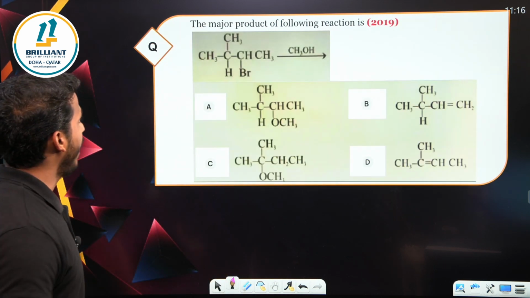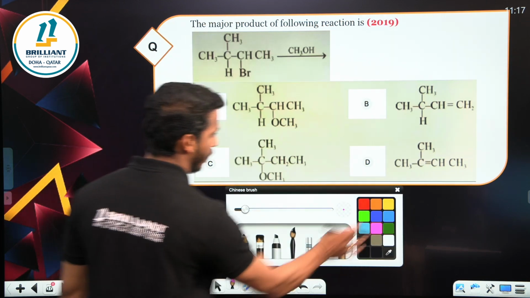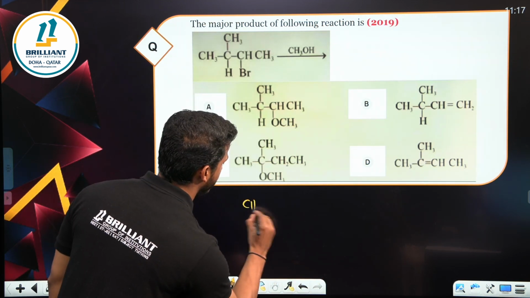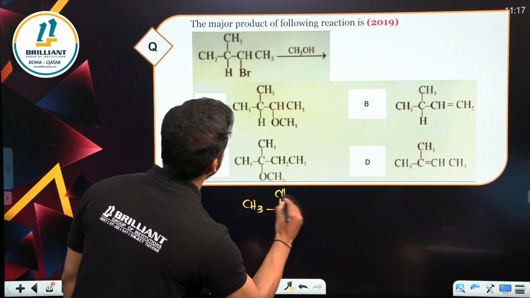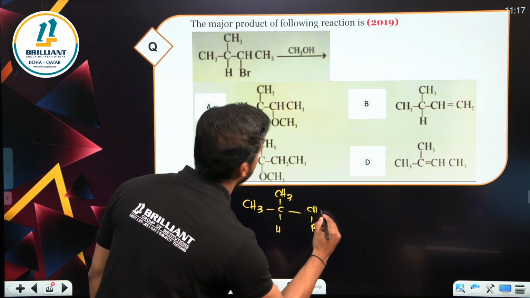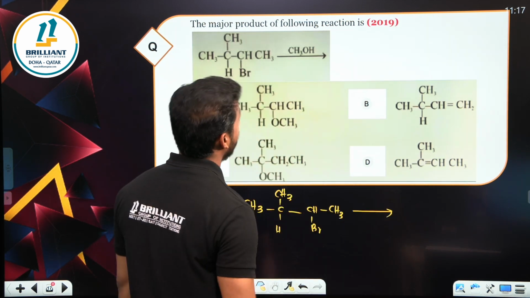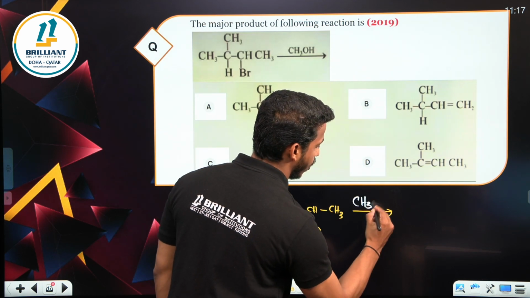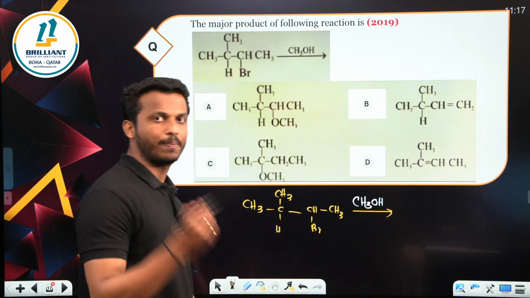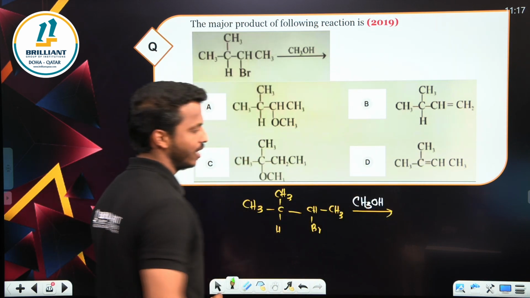Next one, the major product of the following reaction is: you can see the given compound is CH3, CH(CH3), CHBr, then one more CH3. It's reacting with which compound, dear all? CH3OH. What is CH3OH? Methanol. You know, methanol is a polar protic solvent. Methoxide ion is there.